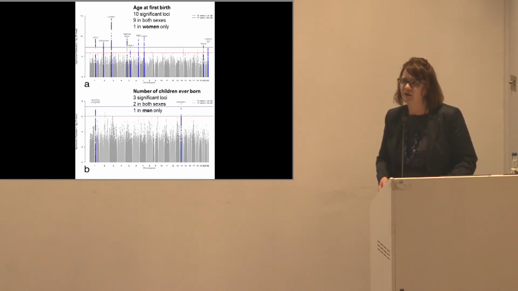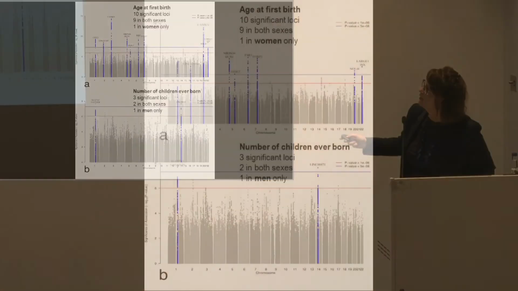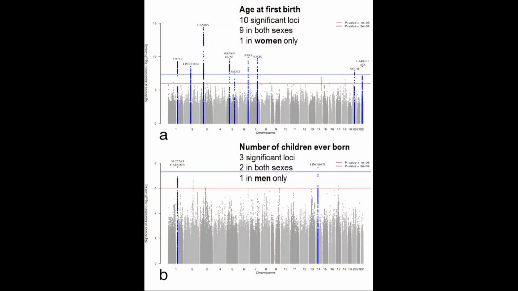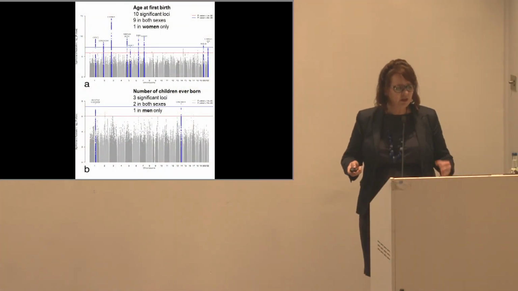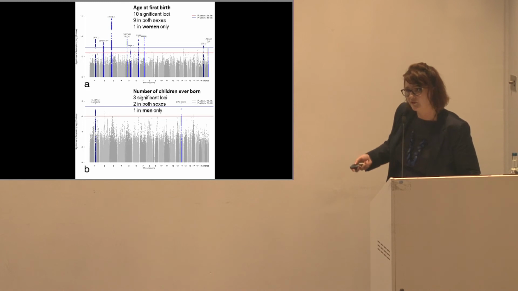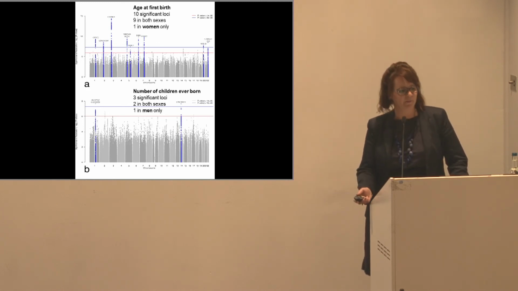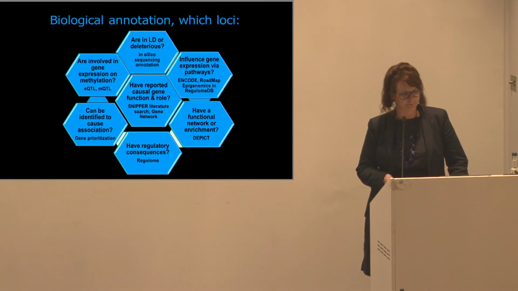So what we found, this is what's called a Manhattan plot. These are the different chromosomes, and these are the areas of significance. And this is suggestive to the -6 and to the -8 means that you have found a genetic loci or a hit. So what you can see here is for age at first birth, we found 10 significant loci, 1 in women only, and for number of children ever born, we found 3, and 1 was in men only.